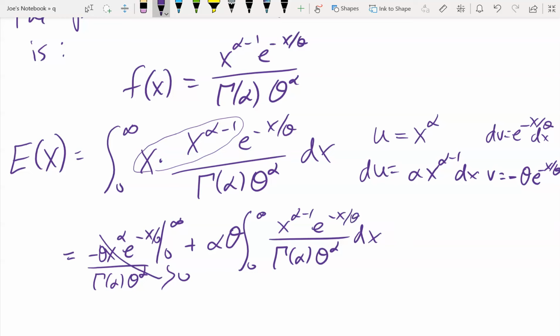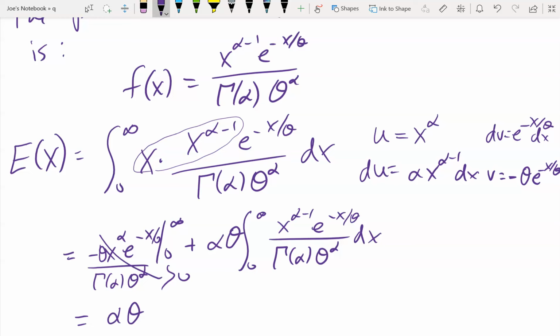I need that theta. Now I have a PDF for a gamma distribution that goes to 1, so this expected value becomes alpha theta. All right, let's tie this to what we've already talked about. We talked about the exponential distribution before the test, right? That was waiting time until first occurrence, correct? What was its expected value? Theta, right? This is now waiting time until alpha occurrence.